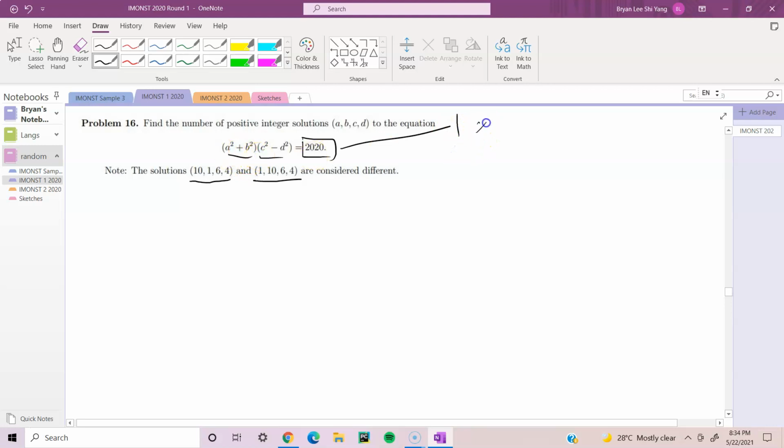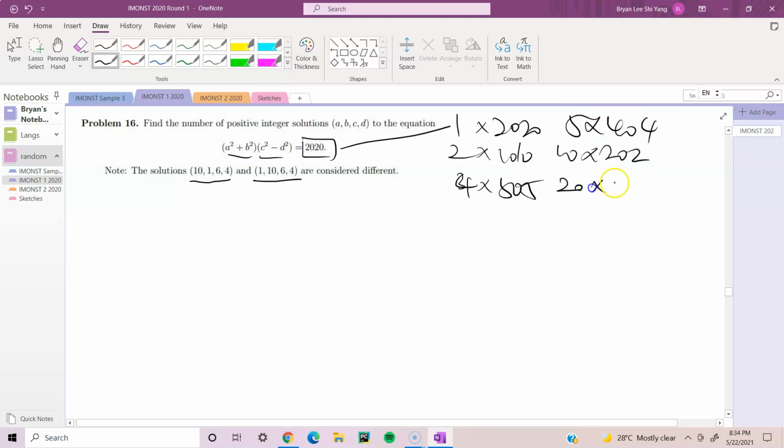So we can break it down into 1 times 2020, 2 times 1010, 4 times 505, 5 times 404, 10 times 202, and finally 20 times 101. These are the only 6 pairs. Now, let's explore a bit of the characteristics of any pair of a squared plus b squared and c squared minus d squared.